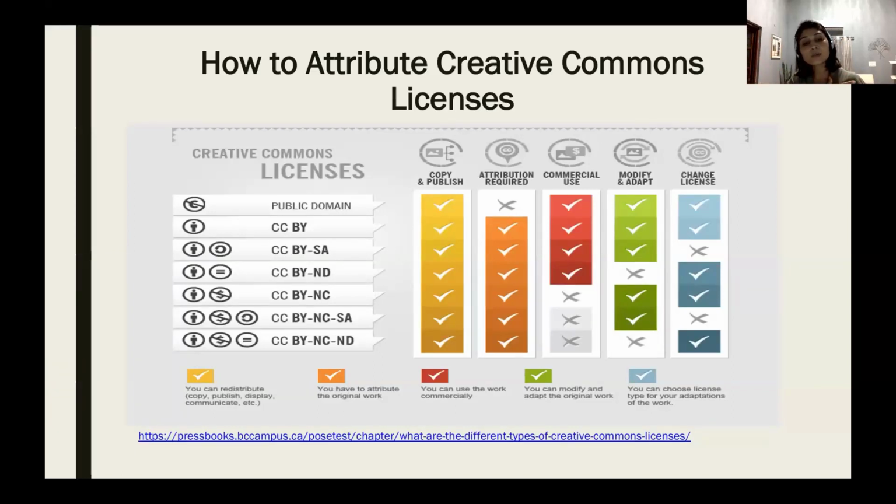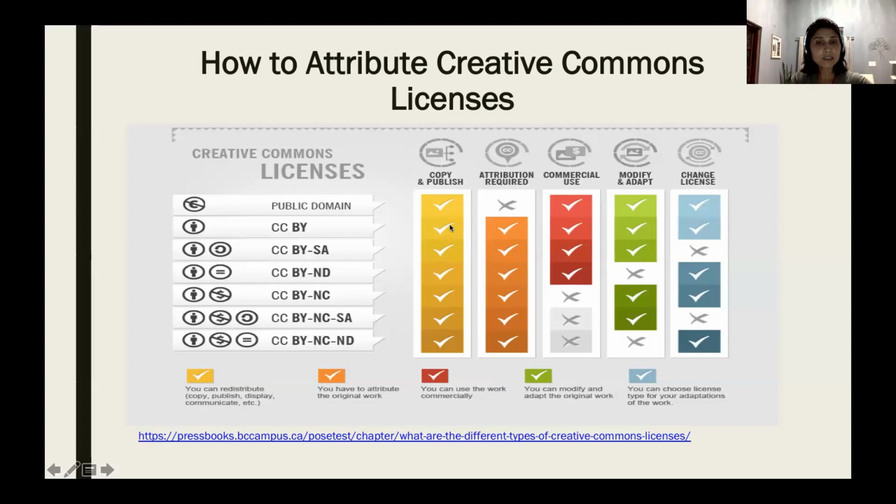It is totally open and it can be used any way the new author or anybody using the original work wants to use it. Absolutely zero restriction. But as you move further, CC BY, even it gives a lot of rights.